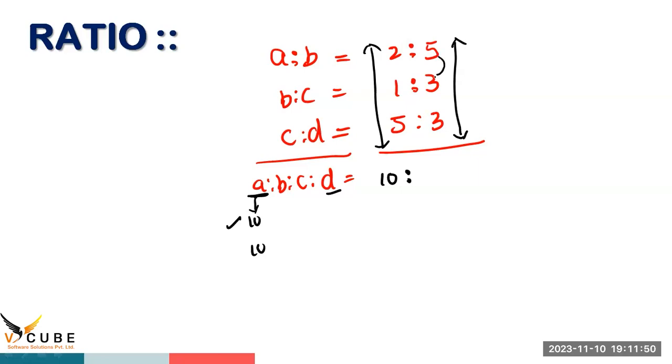So 5 3s are 15, 15 3s are 45. The D value is 45.